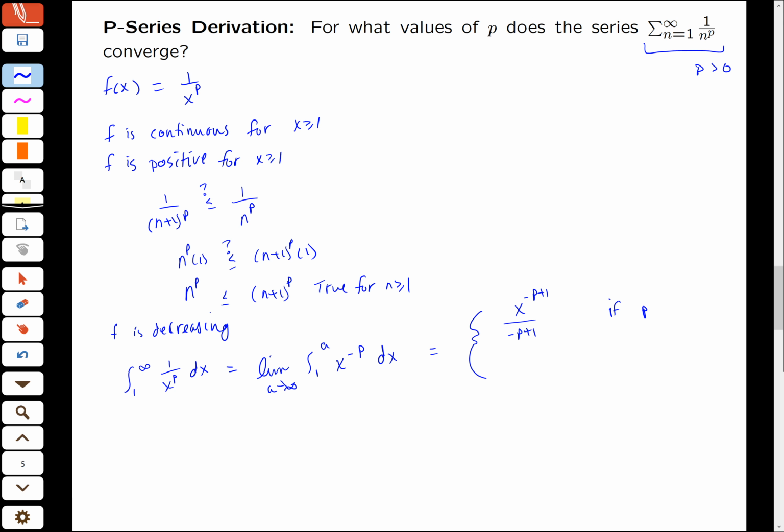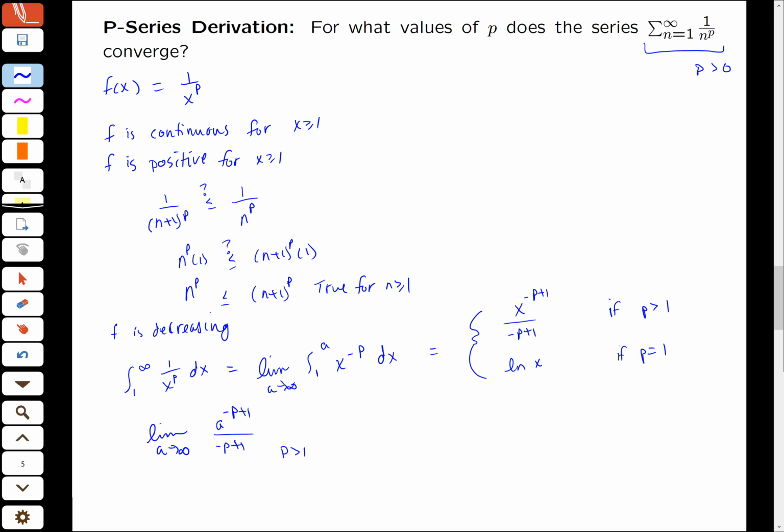If p equals 1, you have the natural log, and you get just the natural log of x. X is bigger than 1, so I don't have to have the absolute value. Let's plug in our endpoints. Limit as a goes to infinity. We'll look at the first one. A to the minus p plus 1 over minus p plus 1. This is for p bigger than 1. So I don't have a division by 0 problem here. 1 minus p is not equal to 0.